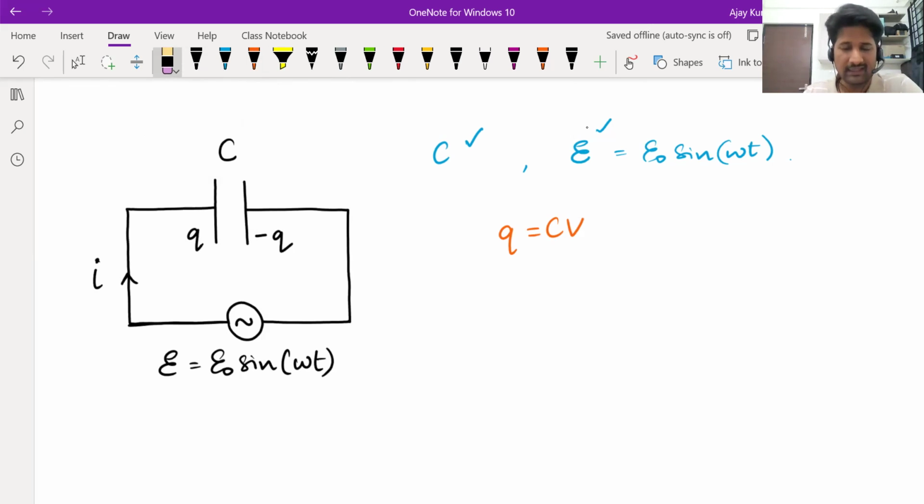And see, the current in this wire is what changes the charge on the capacitor. You can directly see the circuit and tell. Based on how much current is flowing, the charge on the capacitor will vary. So once we get the equation for charge as a function of time, we can try to relate that to the current in this branch. That's the idea.